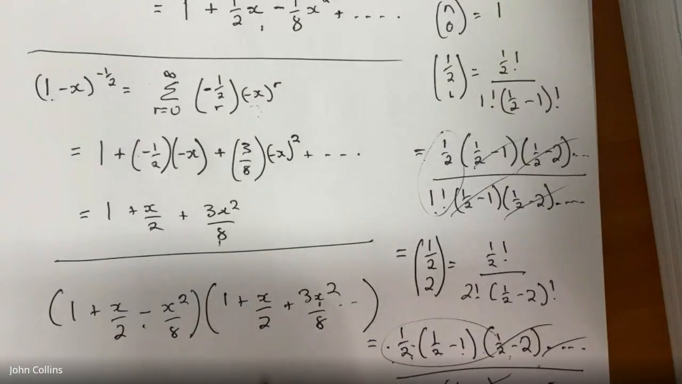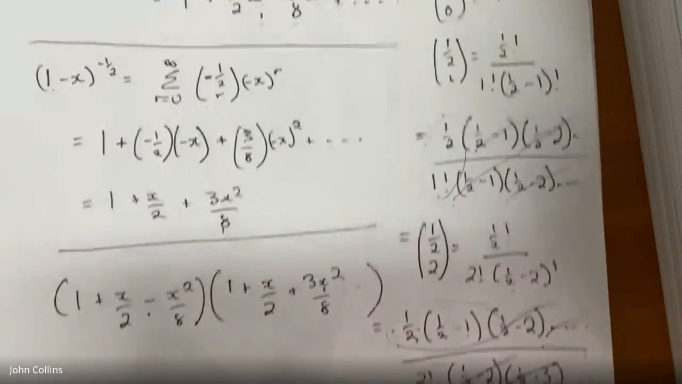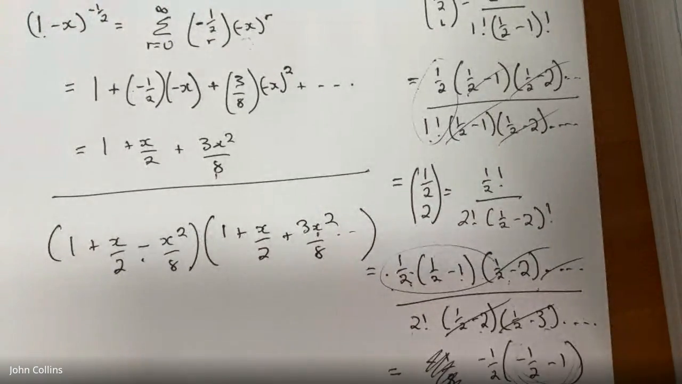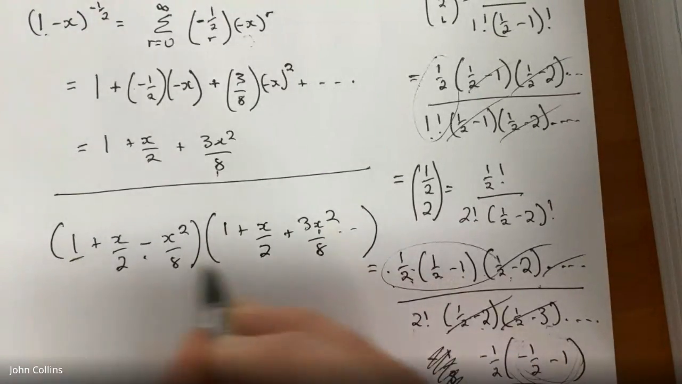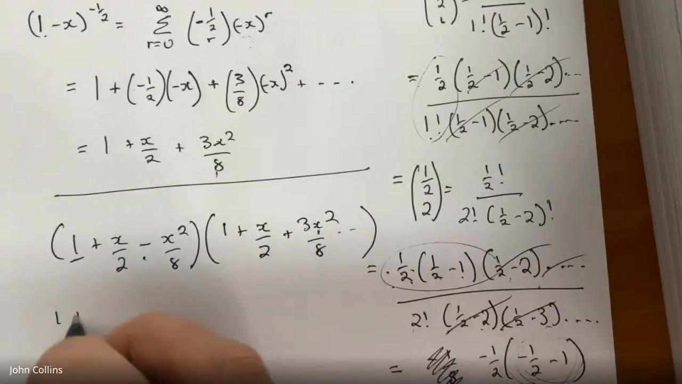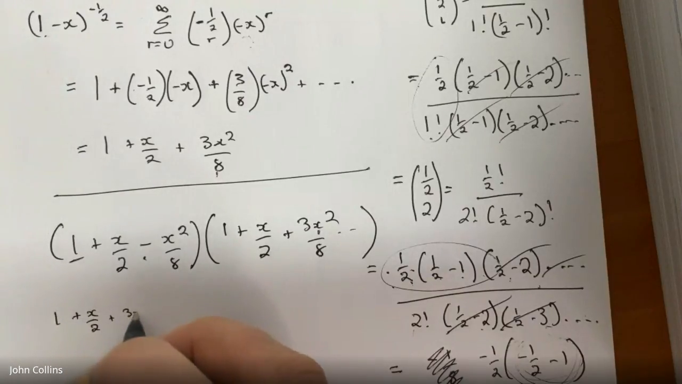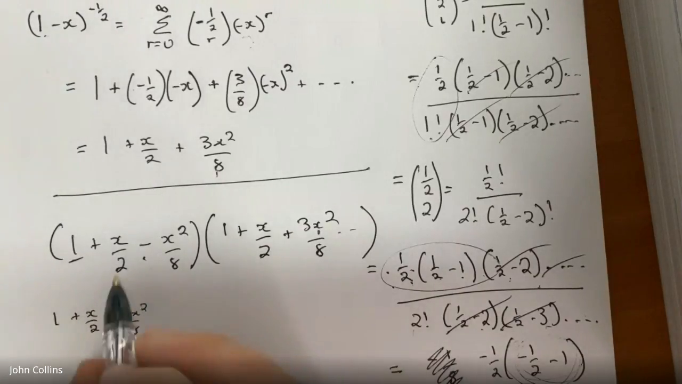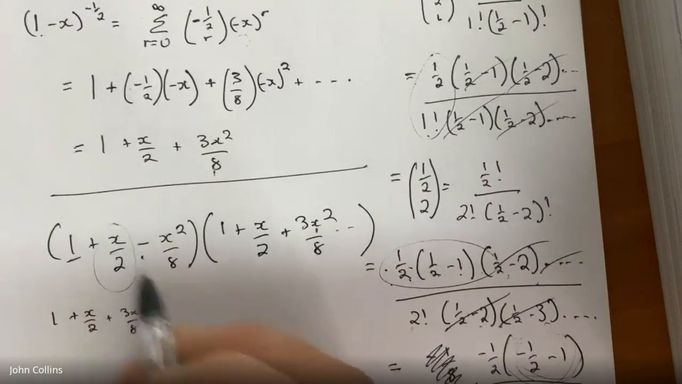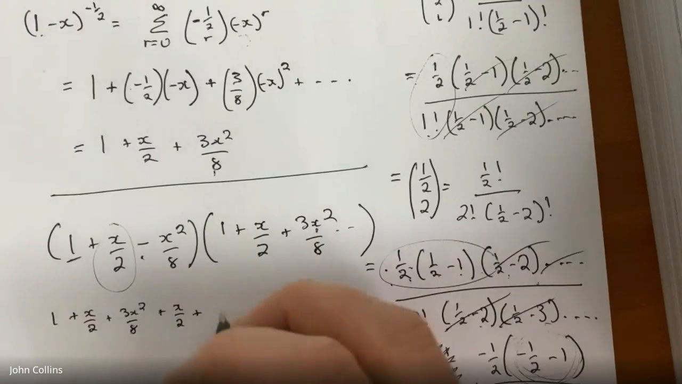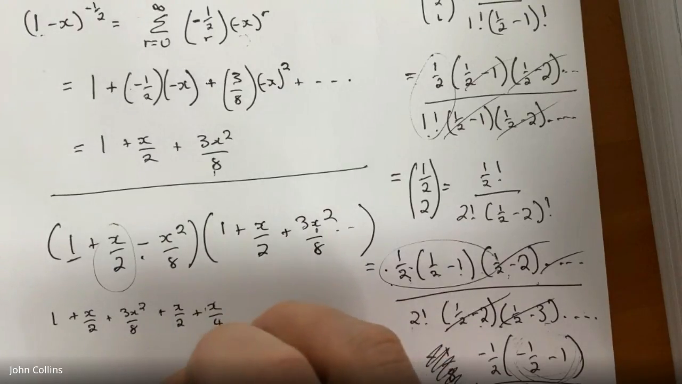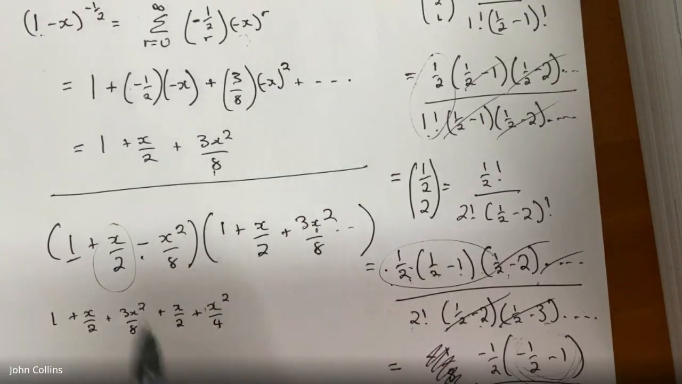When you multiply all these terms, which I presume you can do, we'll just do it very quickly. 1 times everything here is going to be 1 plus x over 2 plus 3x squared over 8. x over 2 times everything here is going to be plus x over 2 plus x squared over 4, isn't it? And that next term is going to be cubed, so it doesn't matter.